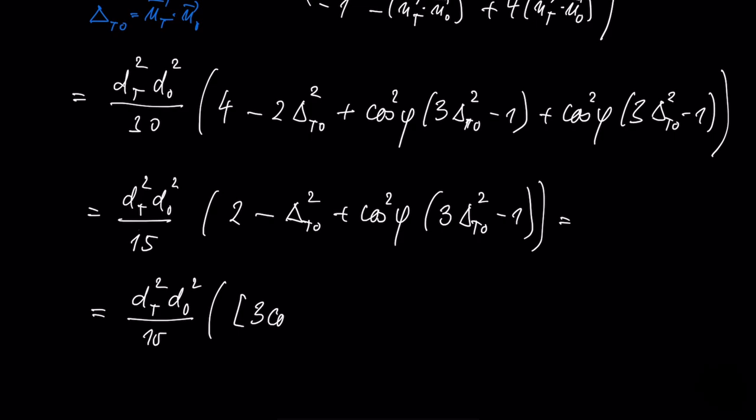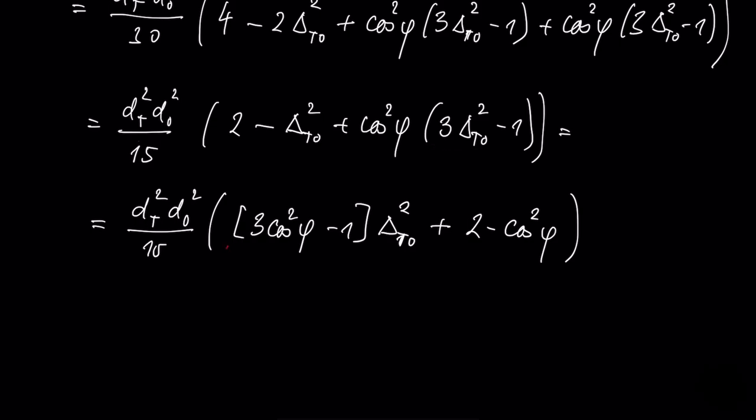There is 3 times cosine square phi minus 1, which is a prefactor of delta t 0 square, and the rest of the formula is 2 minus cosine square phi. Now, you can see that there is a prefactor in front of the only part of this response which is subject to the rotational diffusion. And that prefactor can maybe be set to 0. So, can I set this to 0?